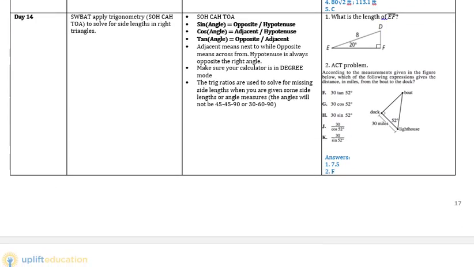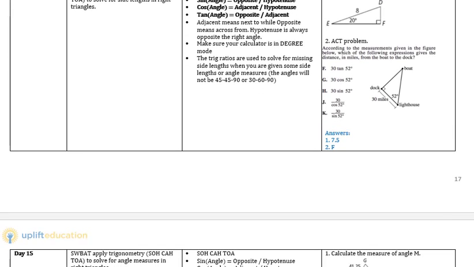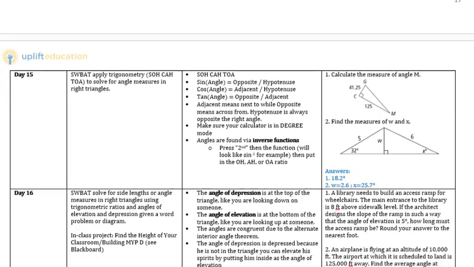Day 14 is applying trig to solve for side lengths in right triangles, and day 15 is applying trig to solve for angle measures. So we have trig and then inverse trig. Again, if you want to combine those, so the scholars need to know exactly when to use what process, then go ahead. You have 2 days to teach trig.